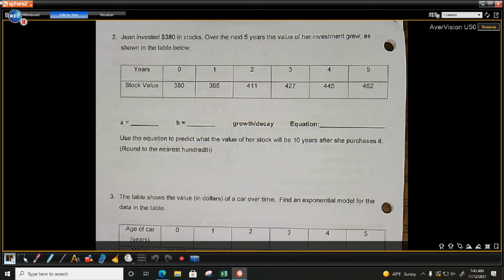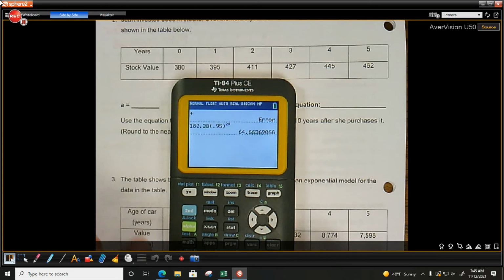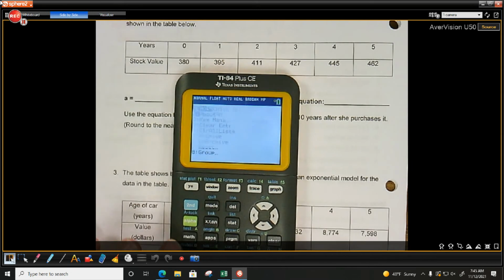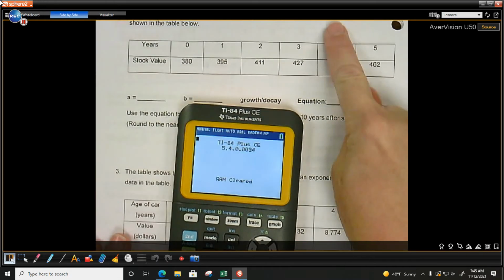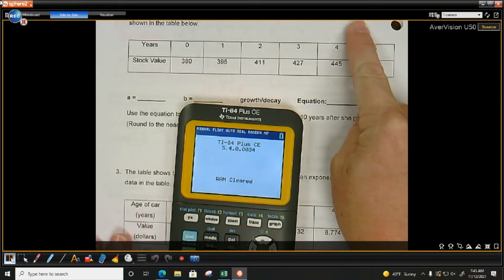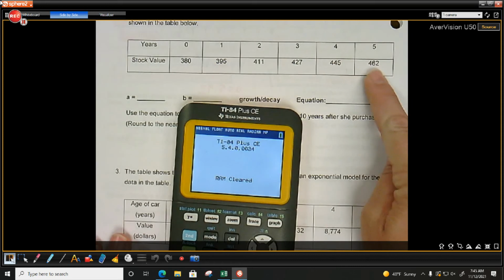Jean invested $380 in stocks. Over the next 5 years, the value of her investment grew as shown on the table below. So we're going to write an equation. Clear your calculator. Second plus 712. Now before we even go on, it says two things. The investment what? Grew. So this should be an example of a growth. Also look at your table. Are the y values getting bigger or smaller? Bigger. So your b should be bigger than 1.